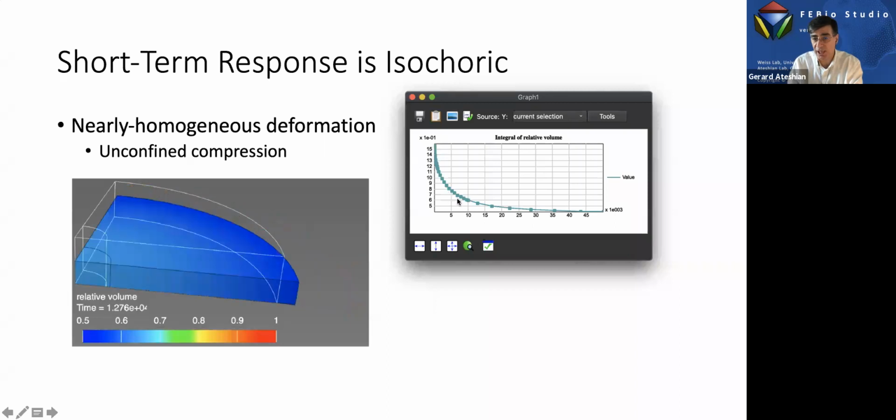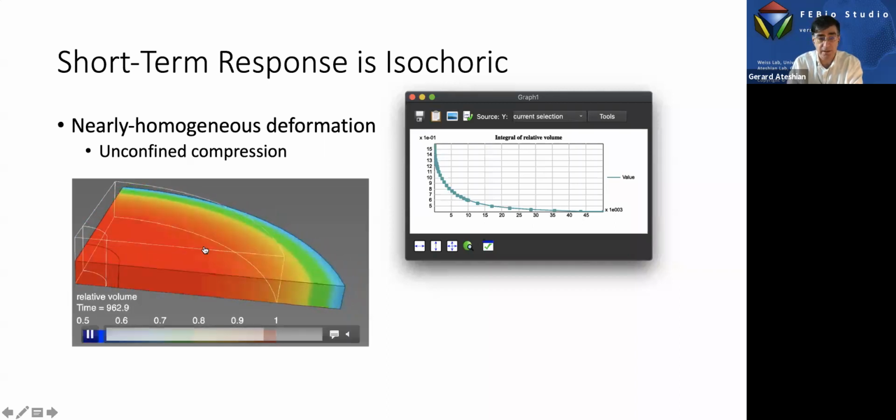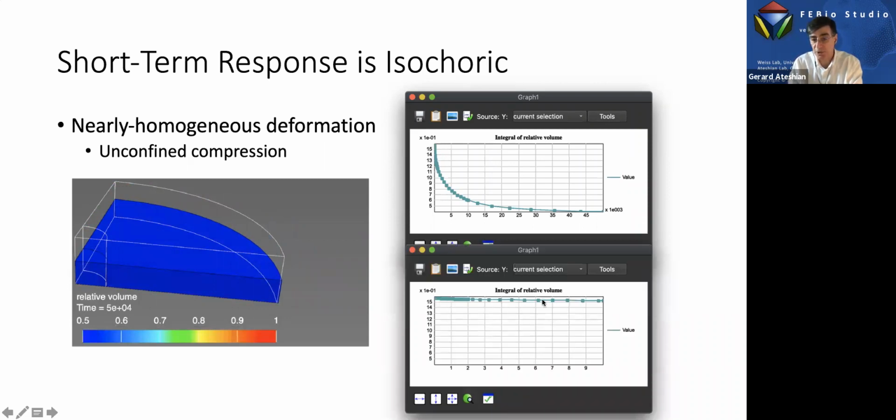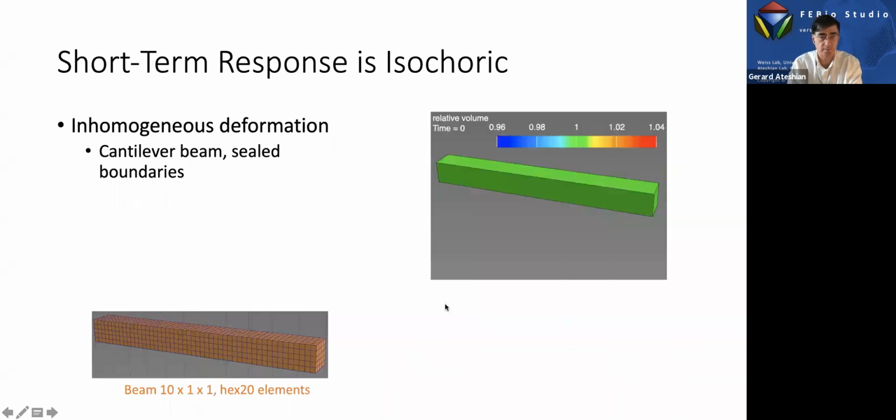And of course, over 50,000 seconds, the volume is going to decrease. You can obviously see it. Here's the undeformed configuration. The final configuration is half the size, so the volume went down by a factor of 2. But if you focus on the first 10 seconds of the analysis, then you see that the volume changes very little. So that would be the early time response in this particular case.